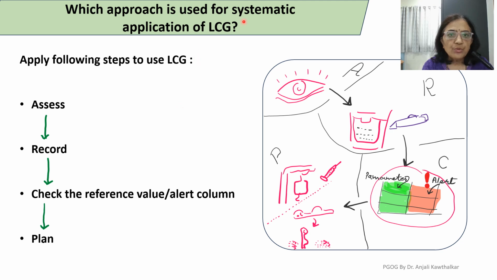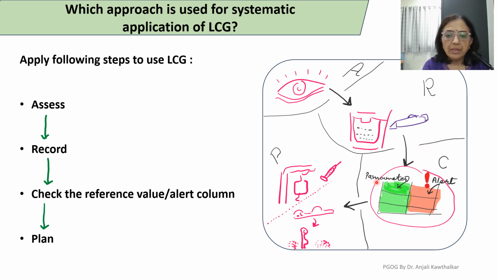What is the approach used for implementation of LCG, or what approach has been advised by WHO? It is called ARCP. That is the approach: assess, record, check the reference value or the alert column, and plan accordingly. As we can see here, A is for assessment, R is to record, C is to check the second vertical column, which is alert, to check whether the value is matching with the alert.